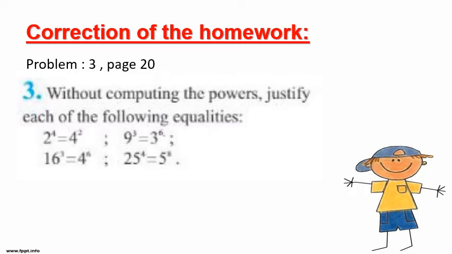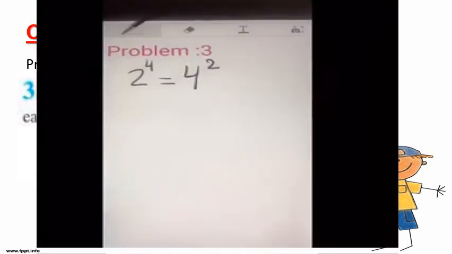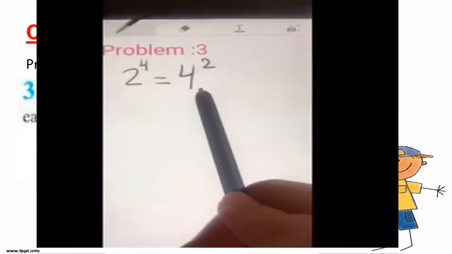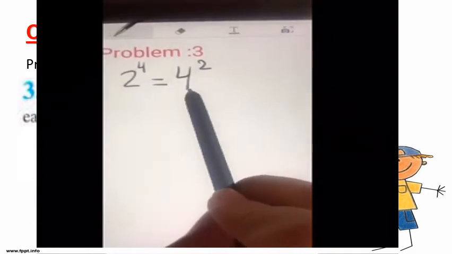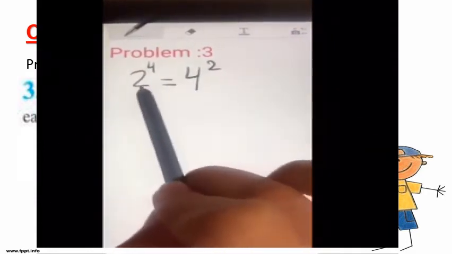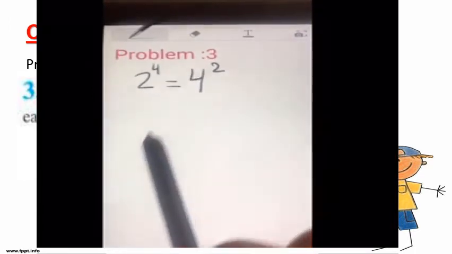Without computing the powers, justify each of the following equalities. Equalities mean equal. Why are these two powers equal to each other, but without computing them? Let's watch the video. Okay, start solving this problem. Why is this one equal to this one? Using the explanation, we have to work on one of them to reach the other.